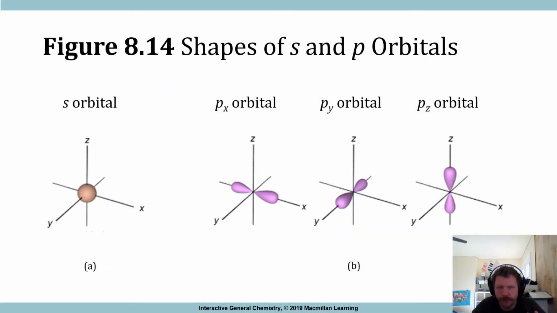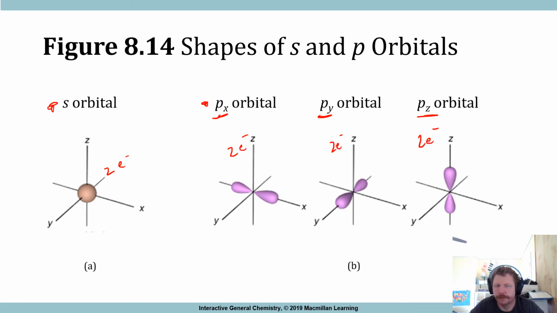If you remember what I was talking about a little while ago, I said that an orbital could hold 2 electrons. So this one right here holds 2 electrons. This one right here is a p sub x orbital. This is the p sub y. This is the p sub z orbital. These are 3 distinct orbitals. This holds 2 electrons, 2 electrons, and 2 electrons.